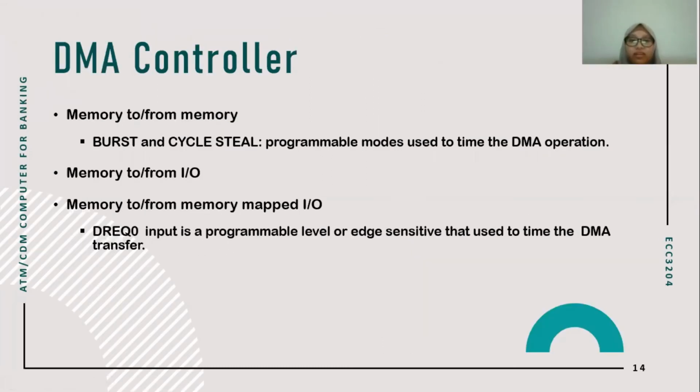Next, DMA consists of three operation modes for channel 0, which are memory to or from memory, memory to or from input-output, and memory to or from memory mapped input-output. The first DMA operation is memory-to-memory transfer. Burst and cycle state are the programmable modes used to time the DMA operation. In both modes, DMA operation proceeds until termination happens.